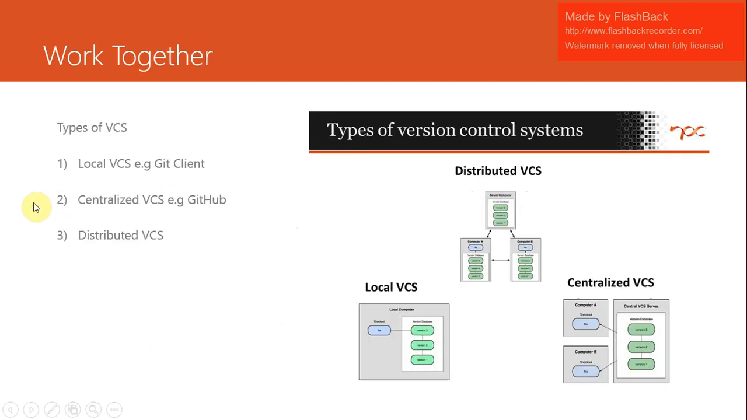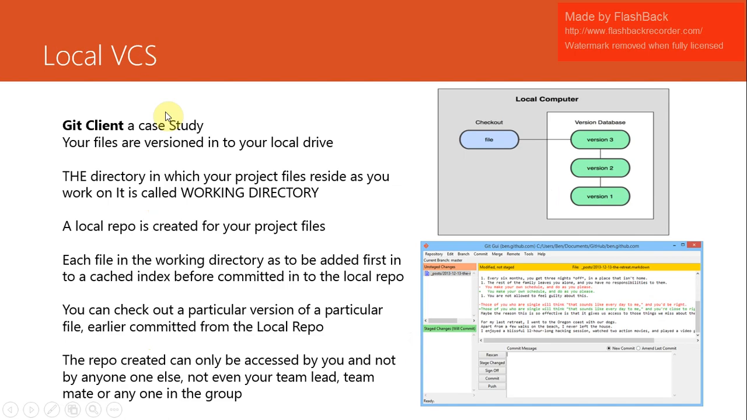So now, work together. How do we work together using the VCS? There are three types of VCS. The local VCS, where we will be looking at Git client as a case study. Central VCS, where we will be looking at GitHub as a case study, and distributed VCS. I won't be talking about this. We are not using it. Now, local VCS, Git client.